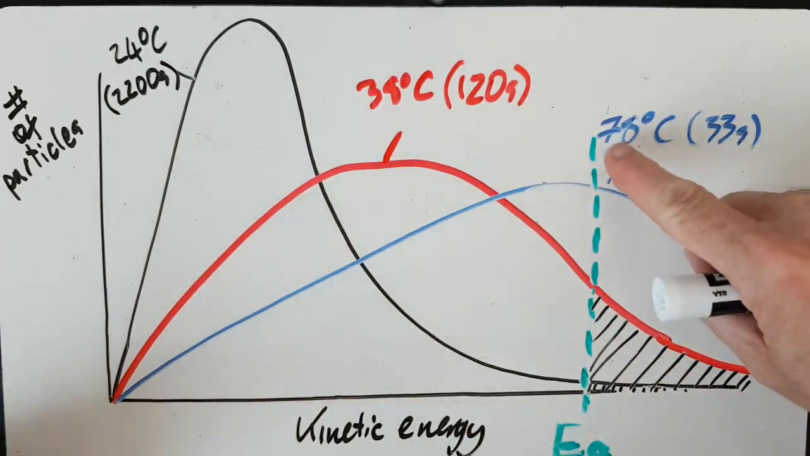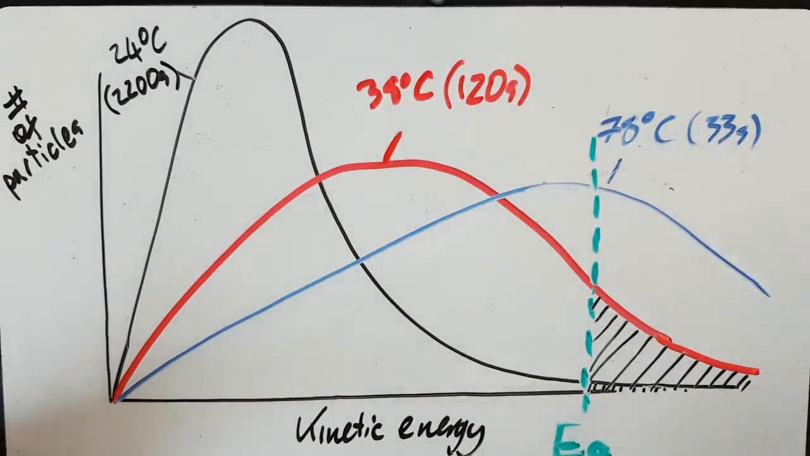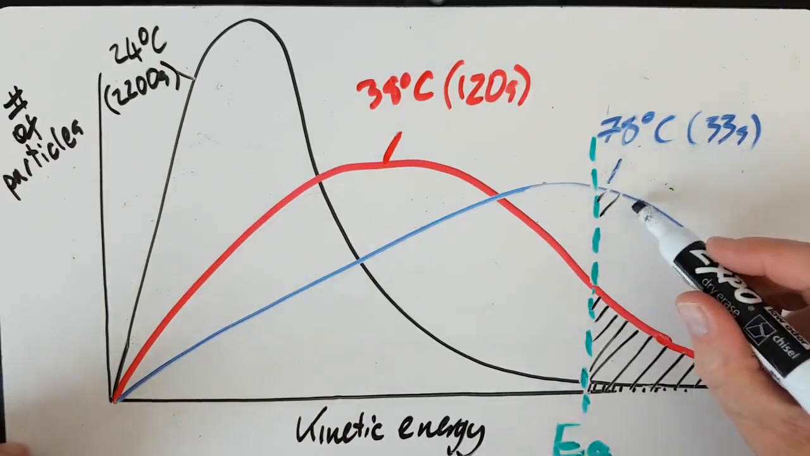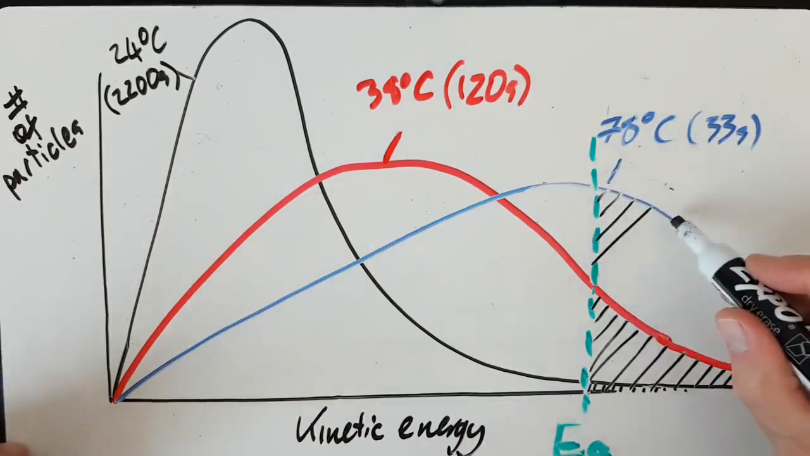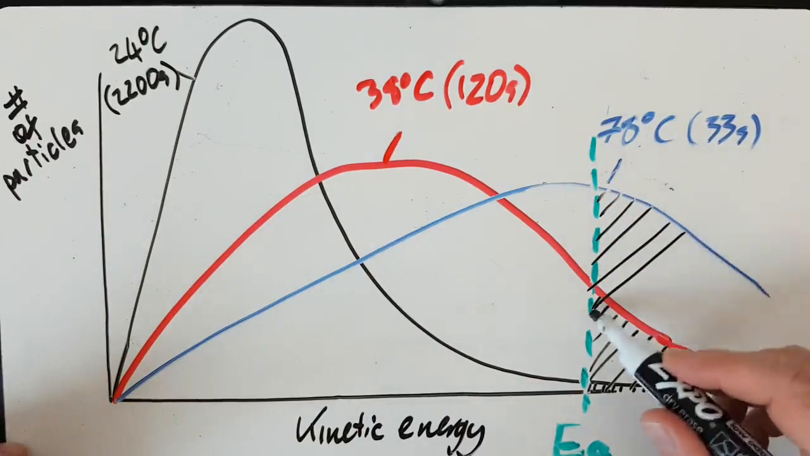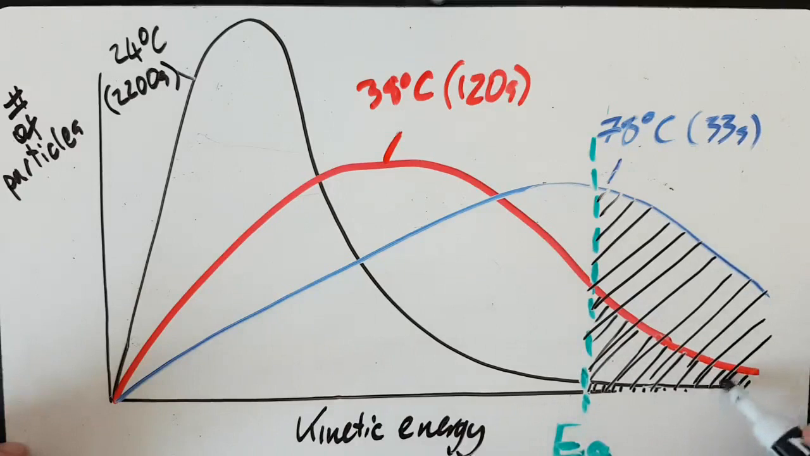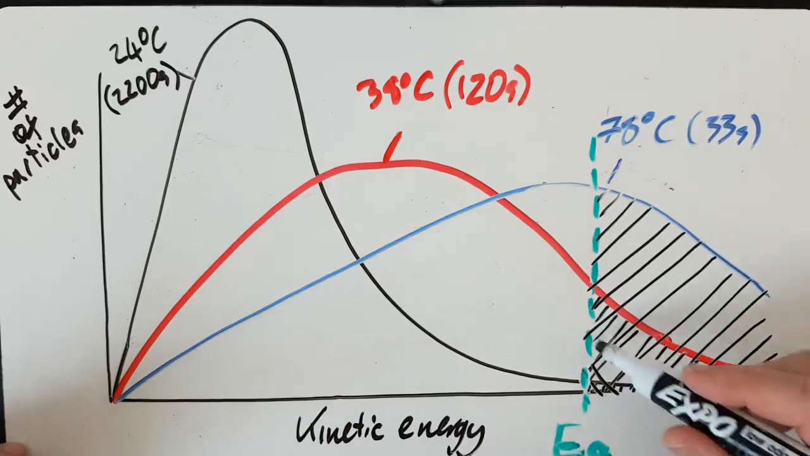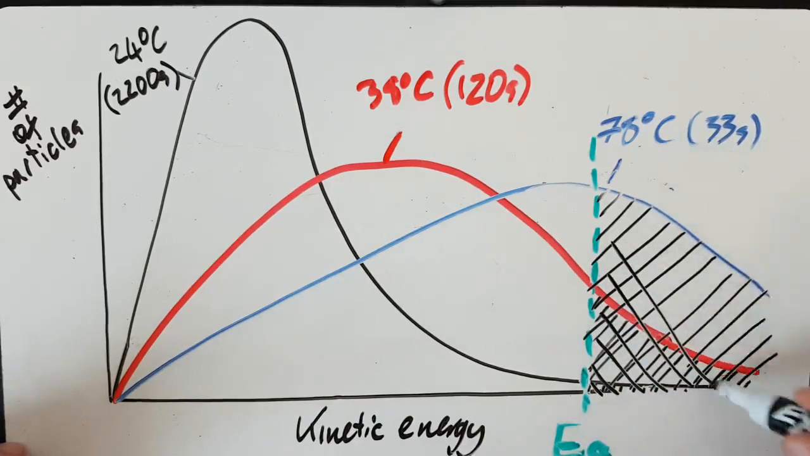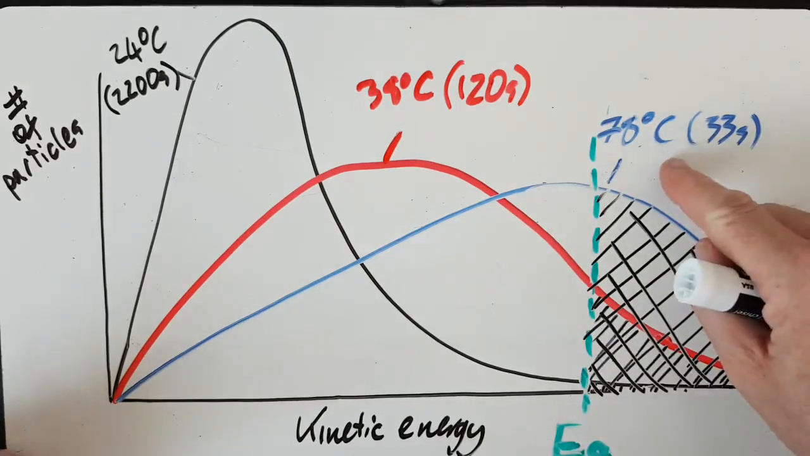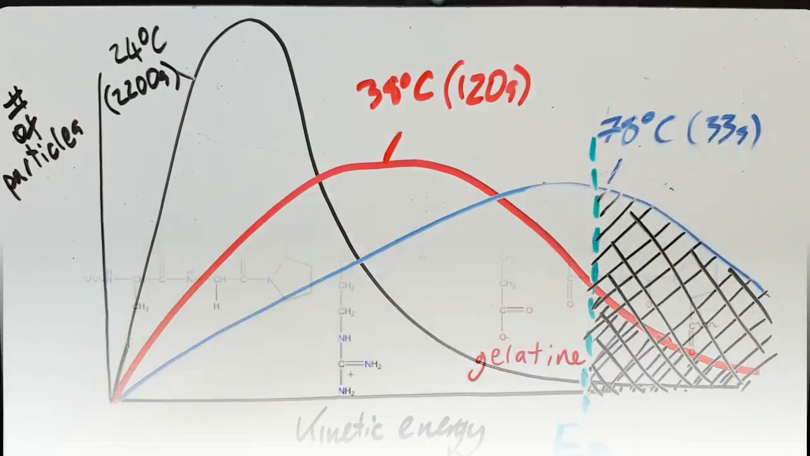And finally, at 78 degrees centigrade, it was 33 seconds, 4 times faster. So I figure that the area here that represents all the particles that have enough energy to react should be about 4 times bigger, all the way down to the bottom here. So the Boltzmann distribution can explain why the dinosaur eggs hatch faster at higher temperatures.